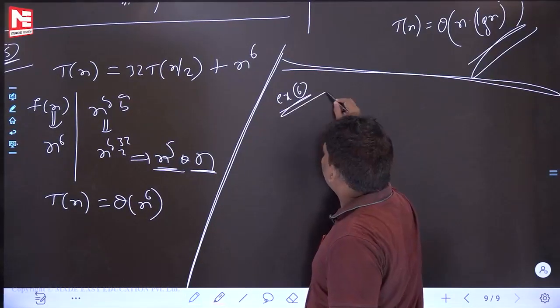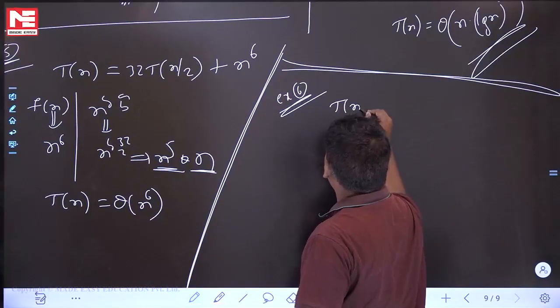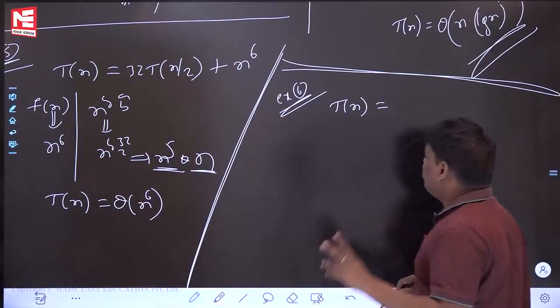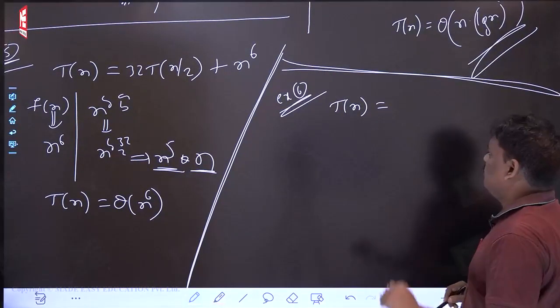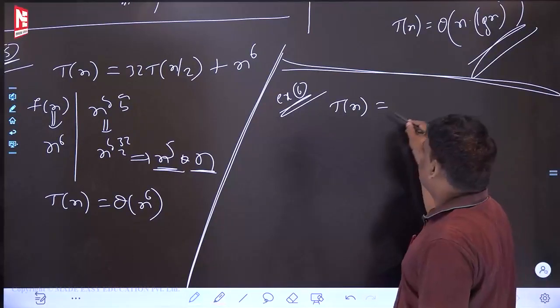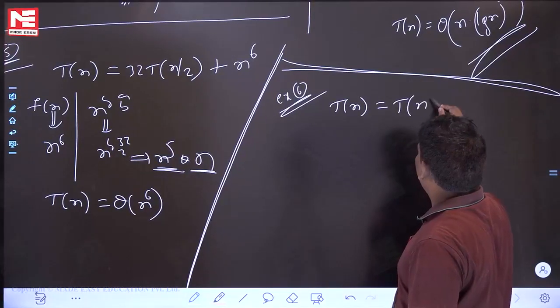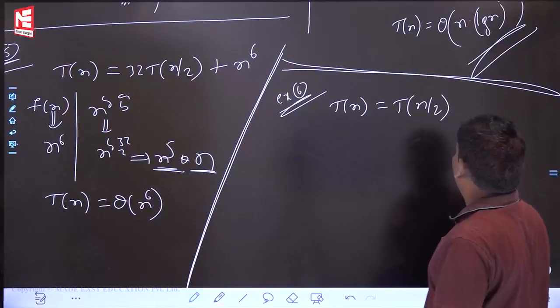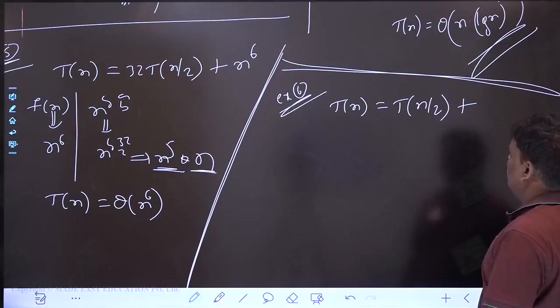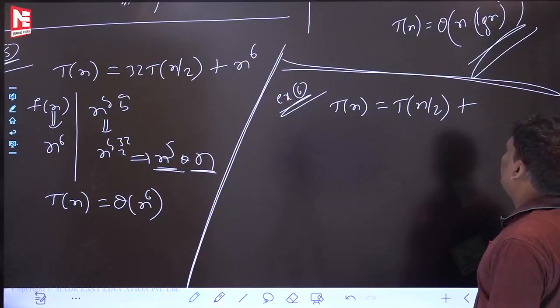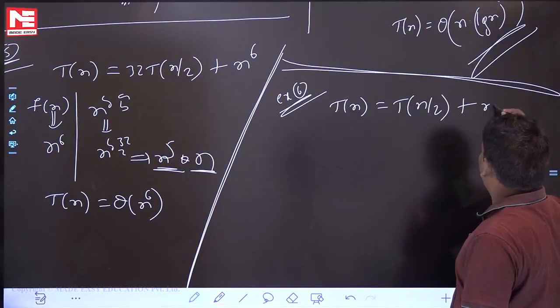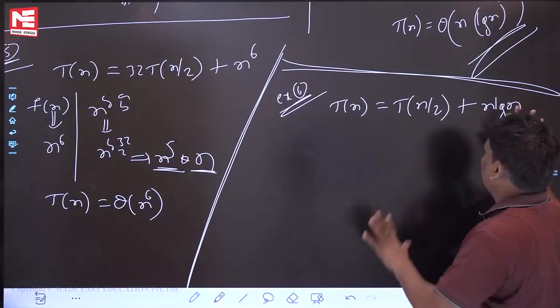Be careful about this also. Example 6: T(n) = T(n/2) + n log n. It will trouble you if you don't listen. This is the given problem, T(n) = T(n/2) + n log n.